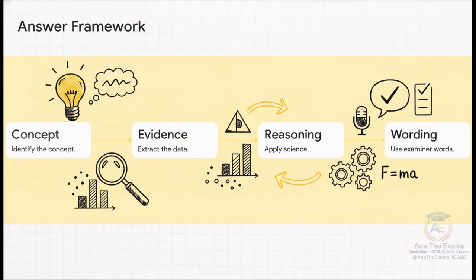Step 2. Extract the evidence or data. Pull the exact numerical values from the text and list them out clearly. Step 3. Apply scientific reasoning. This is where your formulas come in. Write the bare formula out explicitly. And step 4, absolutely the most critical one, use examiner wording. This means using correct terminology, substituting values with their proper units, and deploying exam-safe phrasing. This framework is your absolute shield against dropping easy marks.